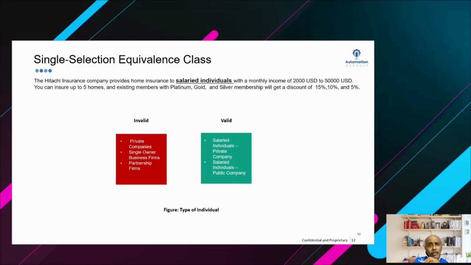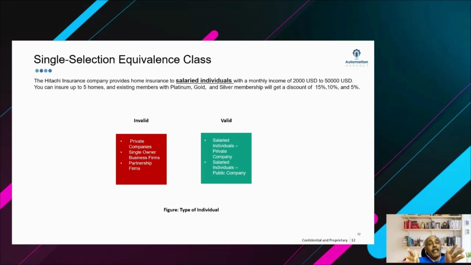The third one is a single selection equivalence class, where you have a criteria about salaried individuals. In this case, a company can apply for an insurance, which is again invalid, or it can be a partnership company or a single owner business firm.